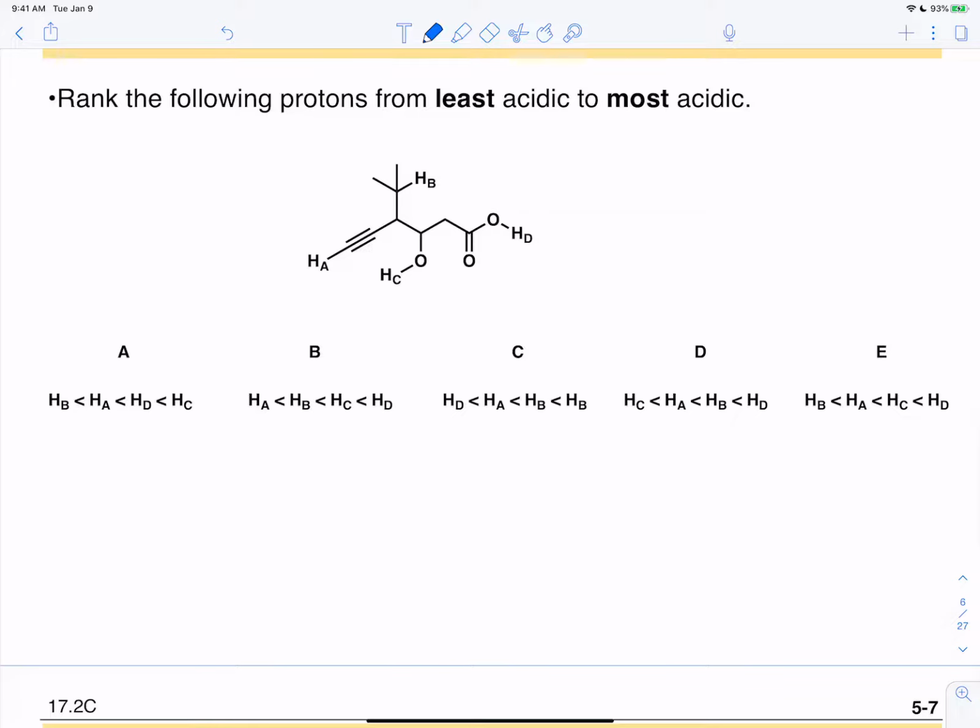So if we see a carboxylic acid, we should be thinking, okay, this is going to have a pKa of around 5.